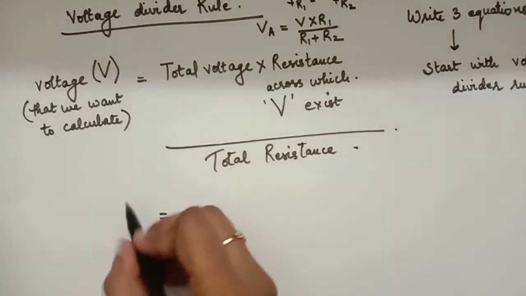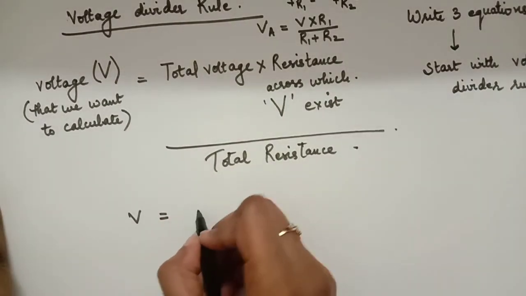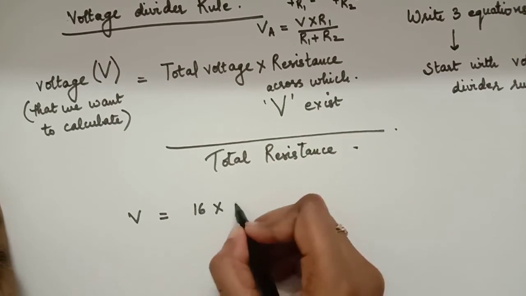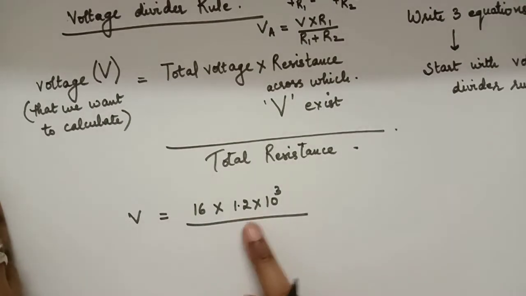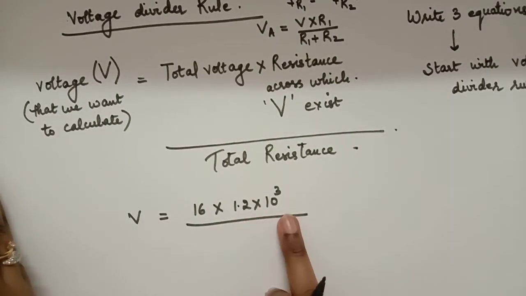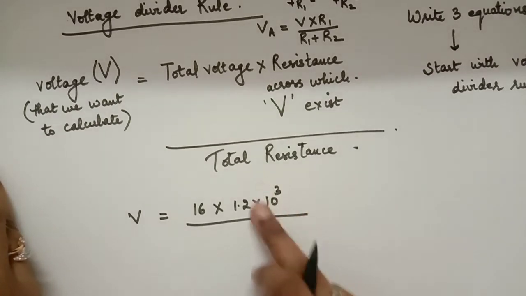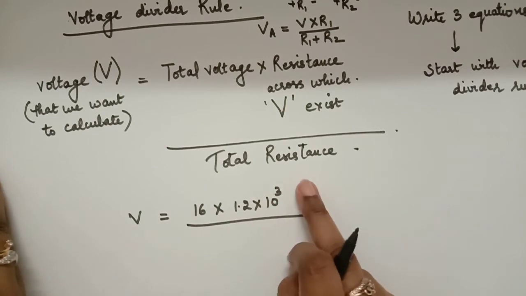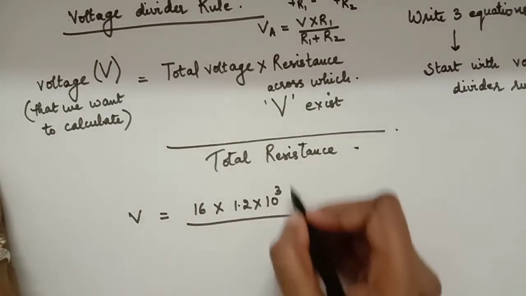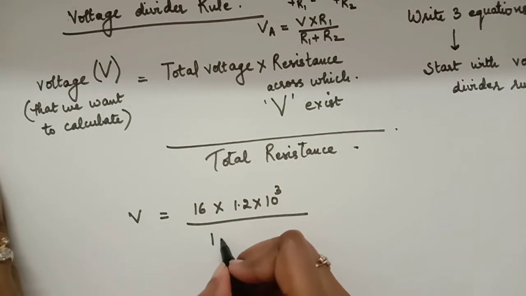So let's do it in the same manner. V is equal to the total voltage, 16, into 1.2 kilo ohm. Now look here very carefully. When you are asked to write the resistance, don't write it as 1.2 only. If you are given 1.2 kilo ohm, you need to open it to the basic unit, that is ohm. So open the kilo part: 1.2 into 10 raised to the power 3. Otherwise you will make calculation mistakes. Upon the total resistance, that is 1 kilo ohm plus 1.2 kilo ohm. So can I write it like this?